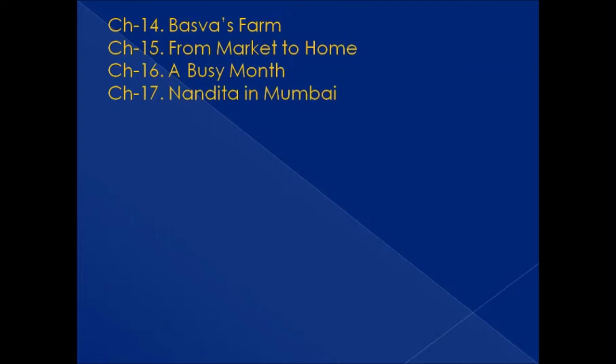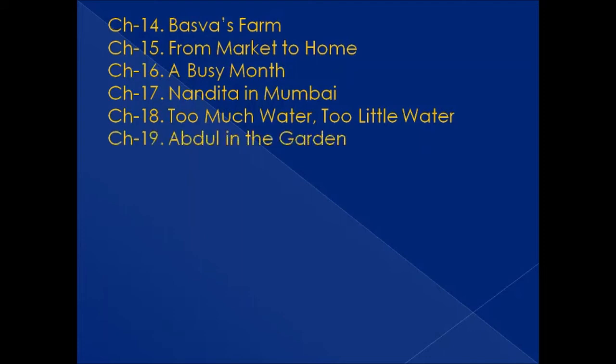Chapter 17, Nandita in Mumbai. In this, we learn about day-to-day life activities and also the sources of water. Chapter 18, Too Much Water and Too Little Water. In this, we learn about the wastage and purification of water.